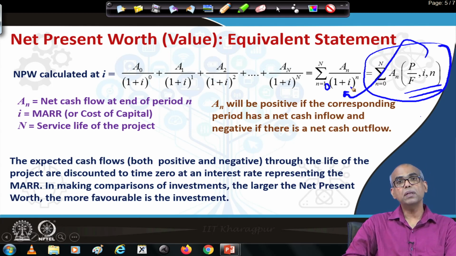So, when you have multiple proposals to evaluate economically, you compute the NPV value for each and every proposal, and you will accept that proposal which has the largest NPV or net present worth.